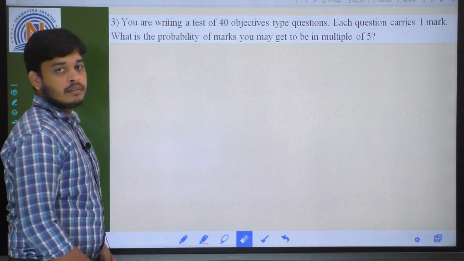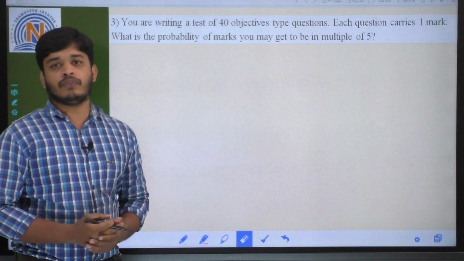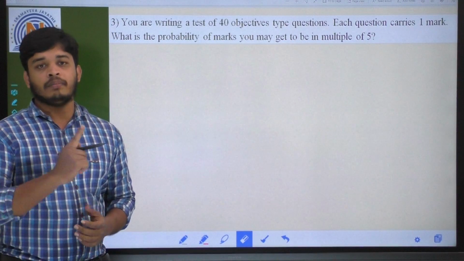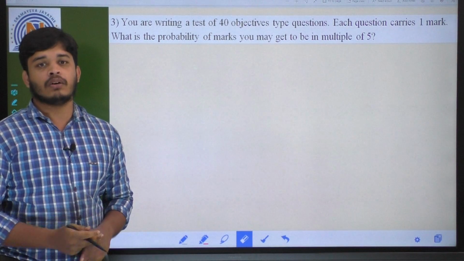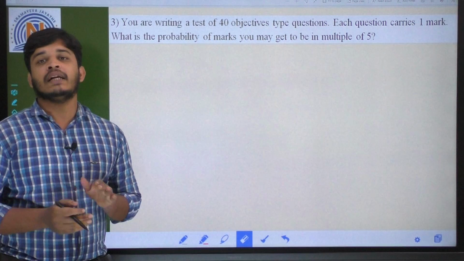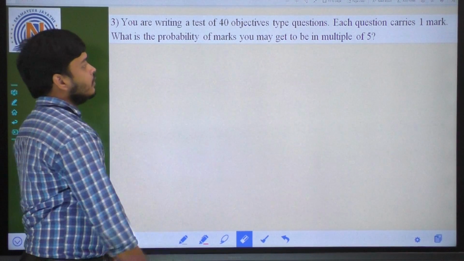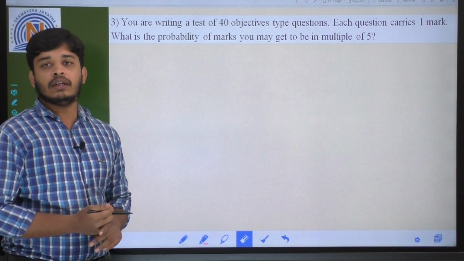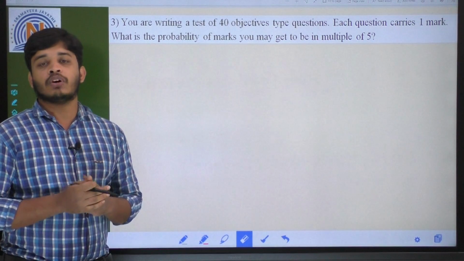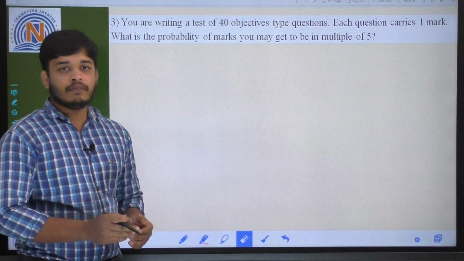Now the next problem. See here children, in problem number 3, you are writing a test of 40 objective type questions. Each question carries 1 mark. What is the probability that the marks you may get are a multiple of 5? See here, total questions is 40. Then total outcomes, how many are we getting? 40 marks. Total marks is 40 marks.